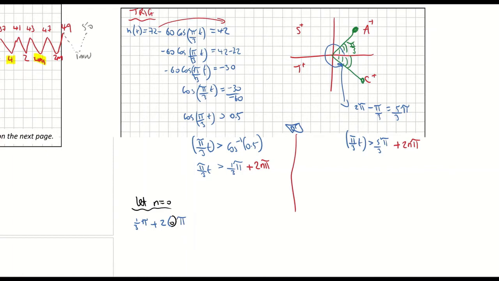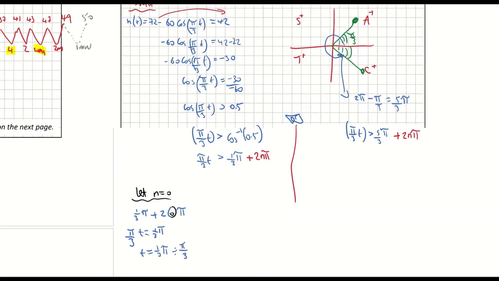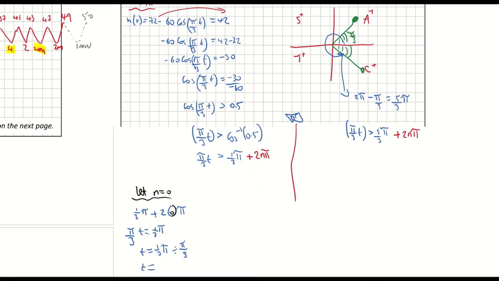Working that out in my calculator now is giving me, sorry, that's pi over 3t, I should say. So pi over 3t is equal to 1 over 3 pi. To get t on its own, I divide across by pi over 3, which is giving me a value of t, when n is equal to 0, of 1. So t is equal to 1.